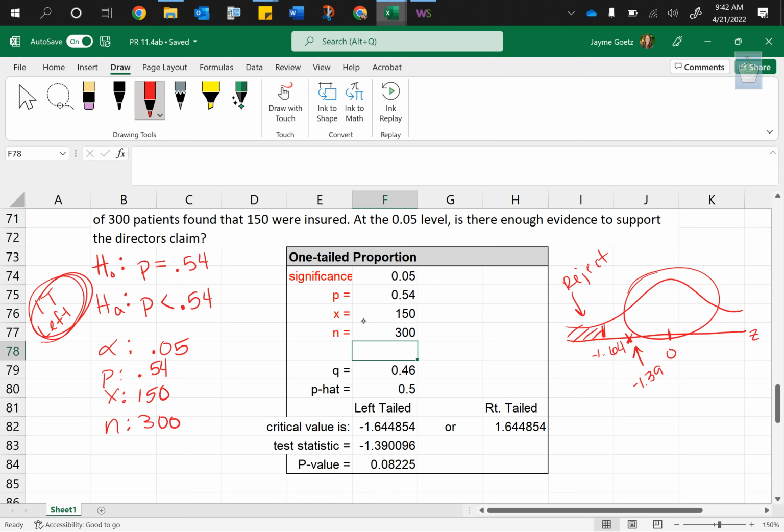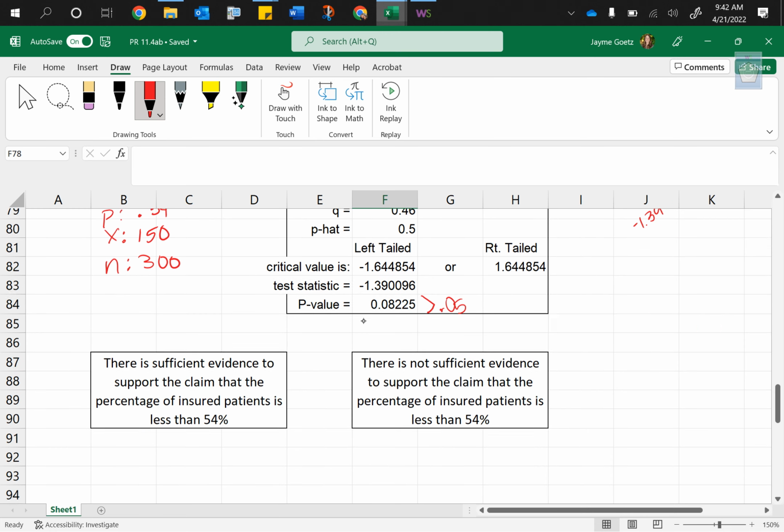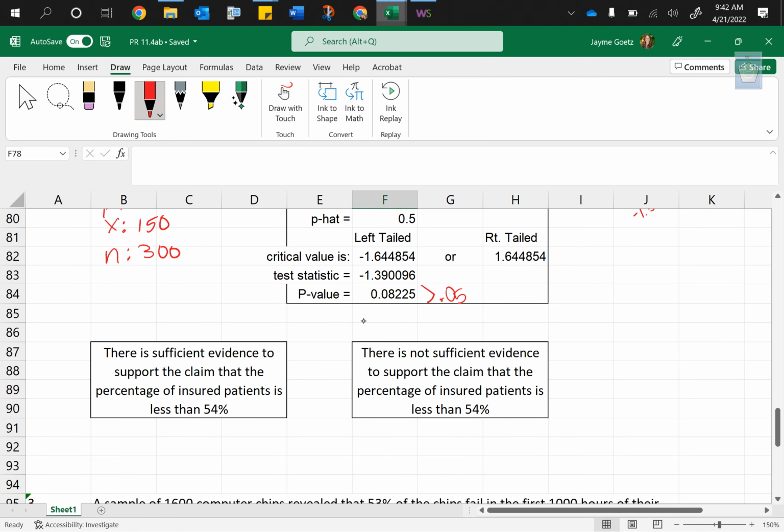Now, since we are not rejecting the null, we have to figure out which one of these 2 answers is correct. There is sufficient evidence to support the claim that the percentage of patients insured is less than 54%, or there is not sufficient evidence. So what do we think? Do we have enough evidence to support the claim that the percentage of insured patients is less than 54%?